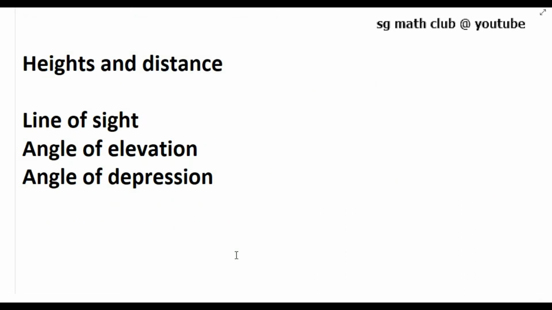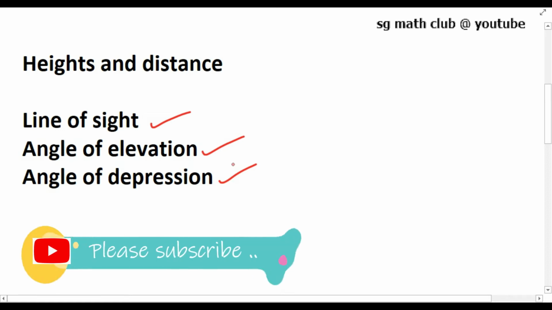In this chapter, we will see how trigonometry is used for finding the height and distance of various objects without actually measuring them. So we need to know three terms mainly in this lesson. First is line of sight, second is angle of elevation, and third is angle of depression. So let's see what these are: line of sight, angle of elevation, and angle of depression.